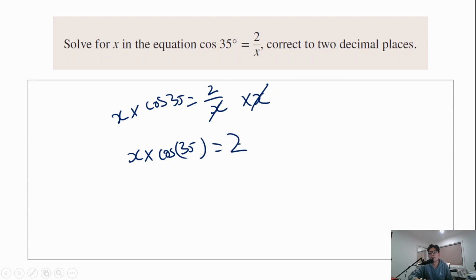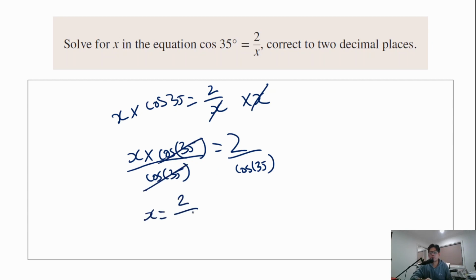equals 2. And now we need to get rid of cos 35 on the left and bring it to the right, and we do that by dividing both sides by cos 35, because we need to do the opposite to what is up here. And the opposite of multiplication is division. So now we cancel those out, and we're left with x equals 2 over cos 35.